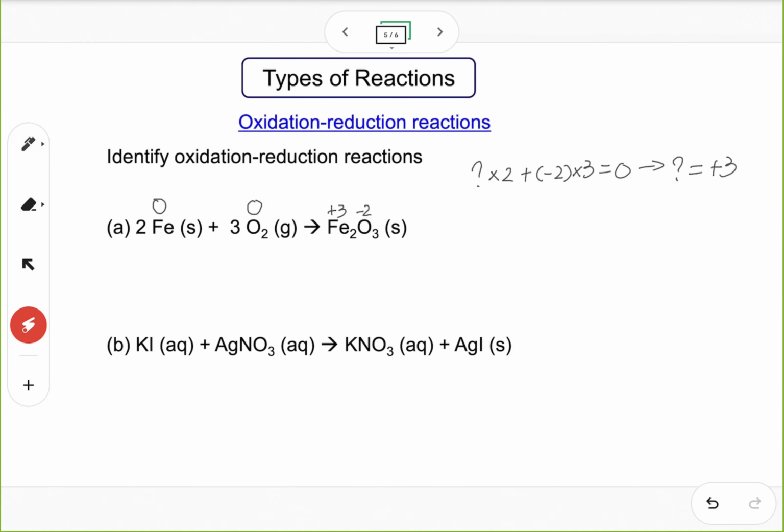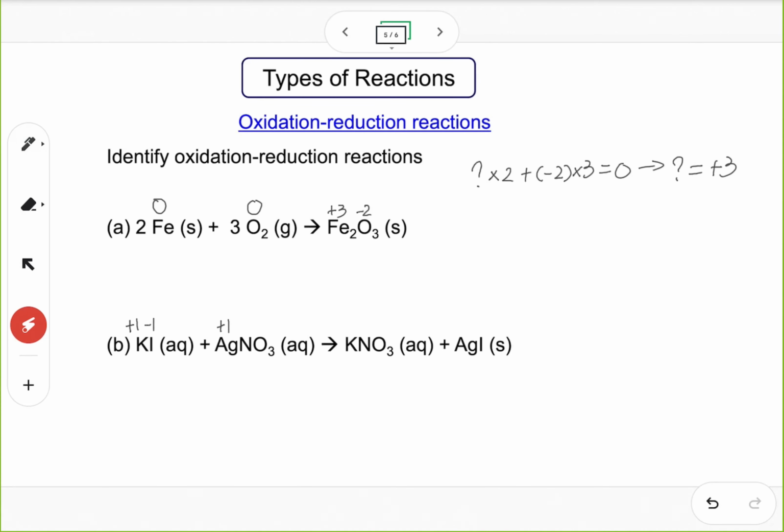Now let's take a look at this example. For potassium iodide, we know that potassium would be +1 and iodide would be -1. Remember, potassium, a group 1A metal, is always +1 oxidation state. For silver nitrate, sorry, it's not iron, it's silver nitrate. Silver's charge is +1. Therefore, the oxidation state of silver is +1.